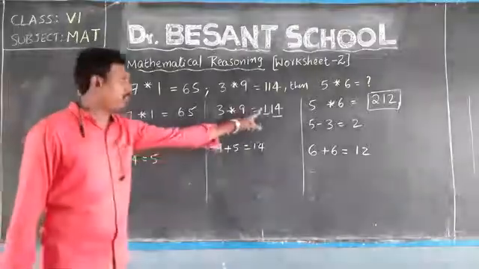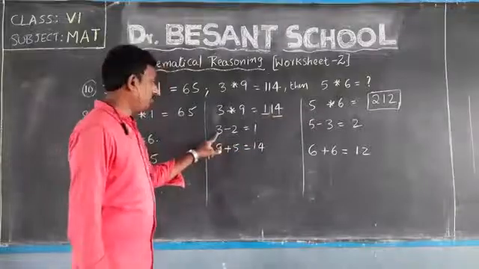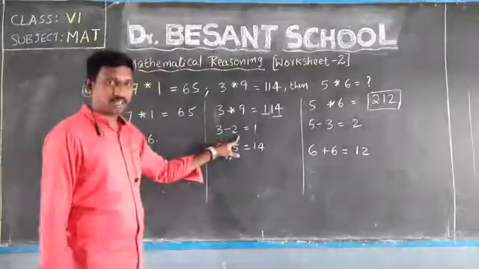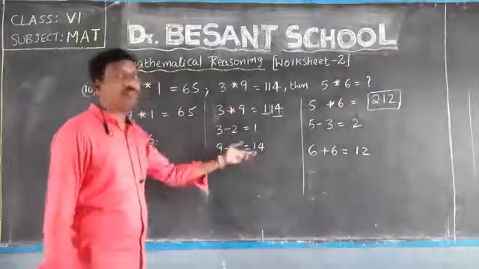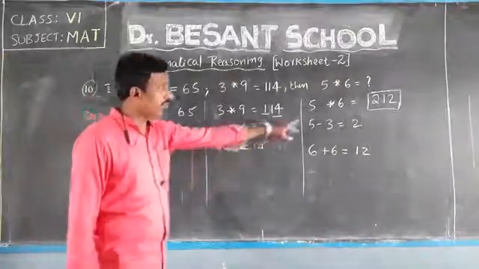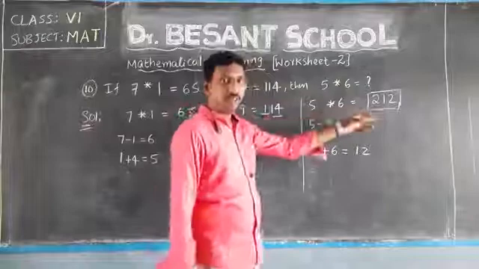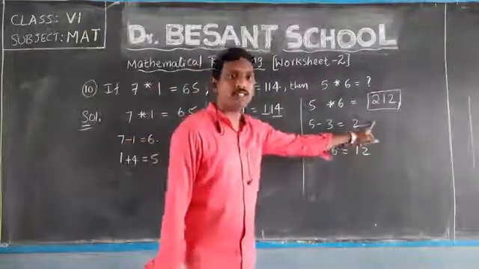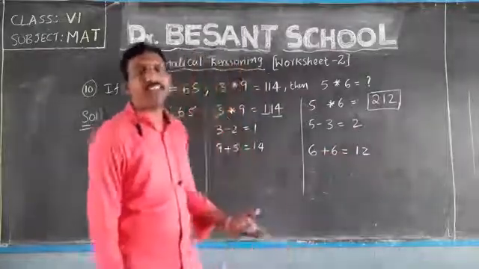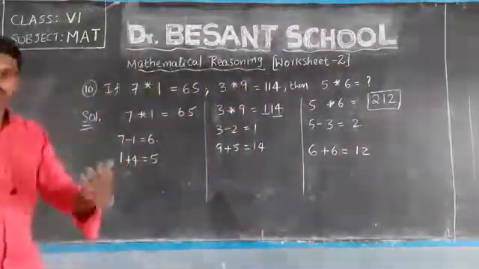For 3 star 9 we got 114. How do you obtain this? From 3, 2 is subtracted, so we obtained 1. For 9 we have added 5, so we obtained 14. So 114 it is. Here 5 star 6 equal to how much? We have to find out. From 5 how much is to be subtracted? 3. 5 minus 3, how much? 2. To 6 how much is to be added? 6. 6 plus 6 equal to 12.